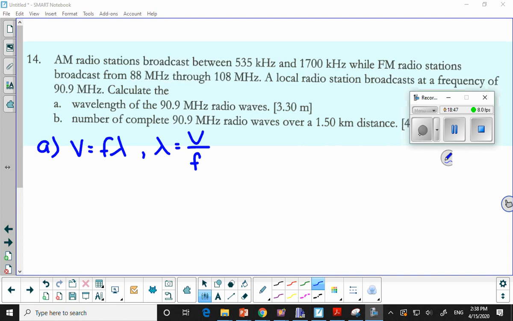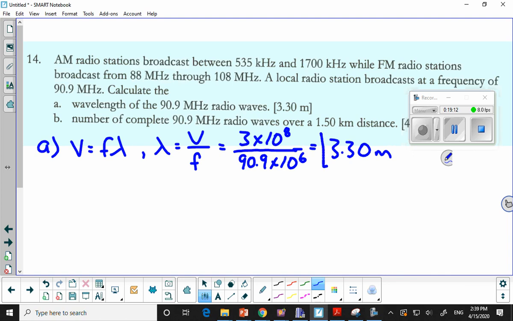So v equals f times lambda. Lambda equals v over f. So we'll substitute in 3.00 times 10 to the 8. And then for the frequency, the 90.9 megahertz, if you look at your formula sheet, it's going to tell you mega is a million, times 10 to the 6. So 90.9 times 10 to the 6. Punch that in your calculator, and you're going to get 3.30 meters.